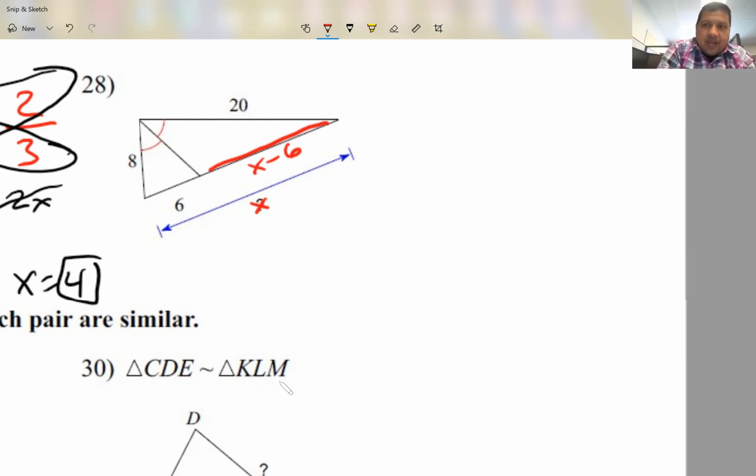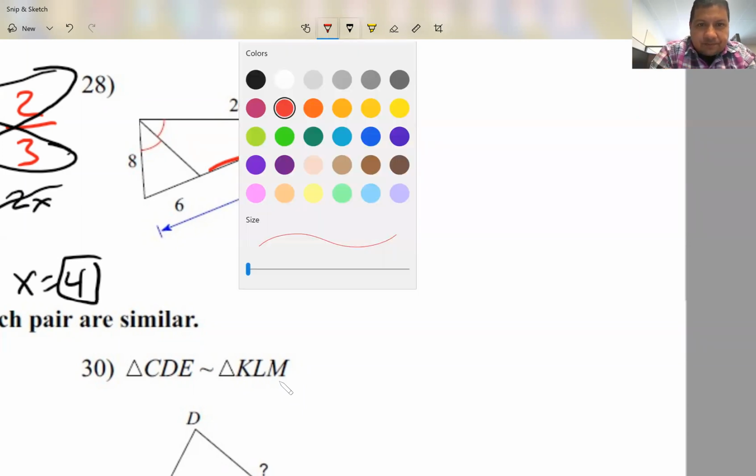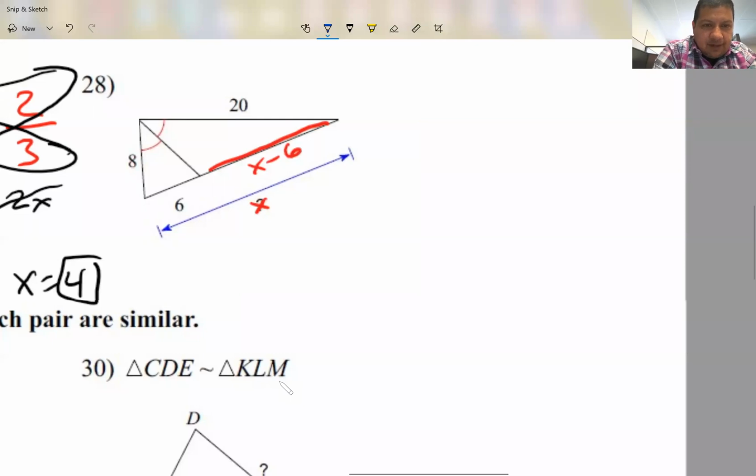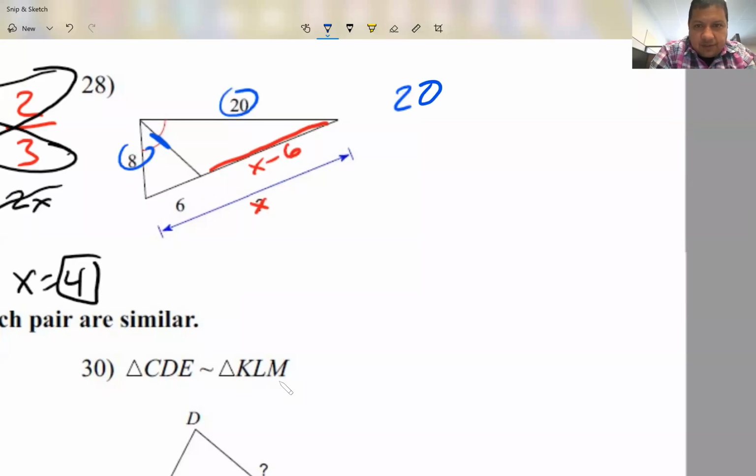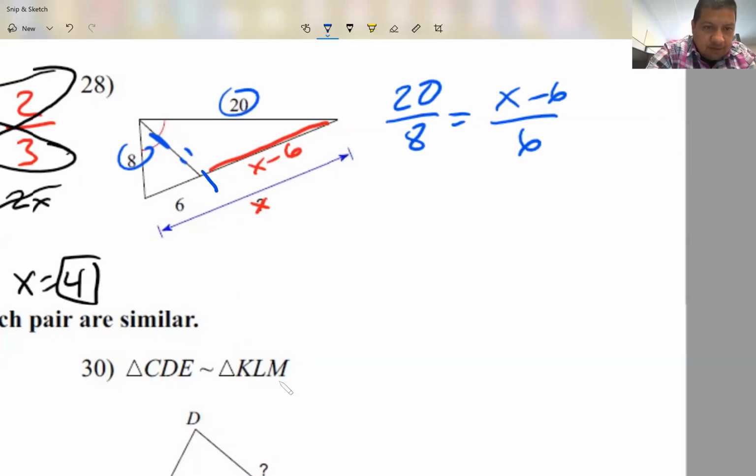All right. I have a person here that already gave me the answer for X. We'll see. The way we're going to do this, I'm going to say, all right, 20 and 8, right? That gives me a fraction. 20 over 8 is equal to X minus 6 over 6. You guys can see my fraction there.